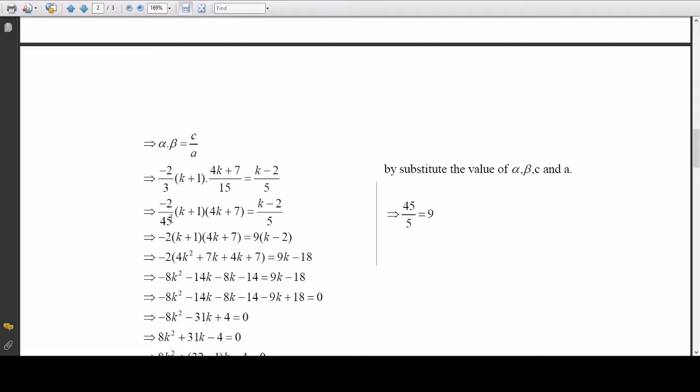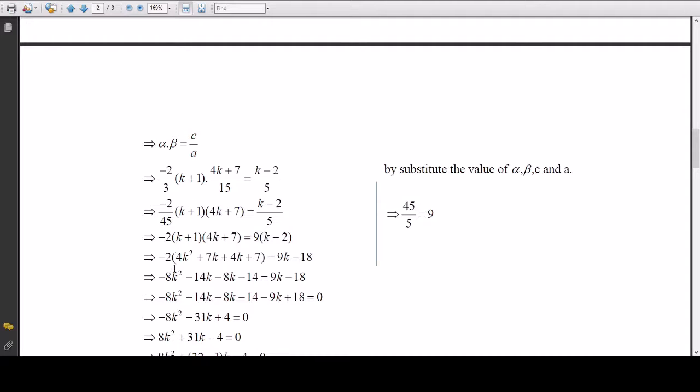How? Because this 45 we have just cross multiplied to the right side, we have 45 by 5 will give us 9. Okay, now what you'll do, you multiply k plus 1 with 4k plus 7. k multiply 4k is 4k square, k multiply 7 is 7k, 1 multiply 4k is 4k, 1 multiply 7 is 7, 9 multiply k is 9k, 9 multiply 2 is 18.